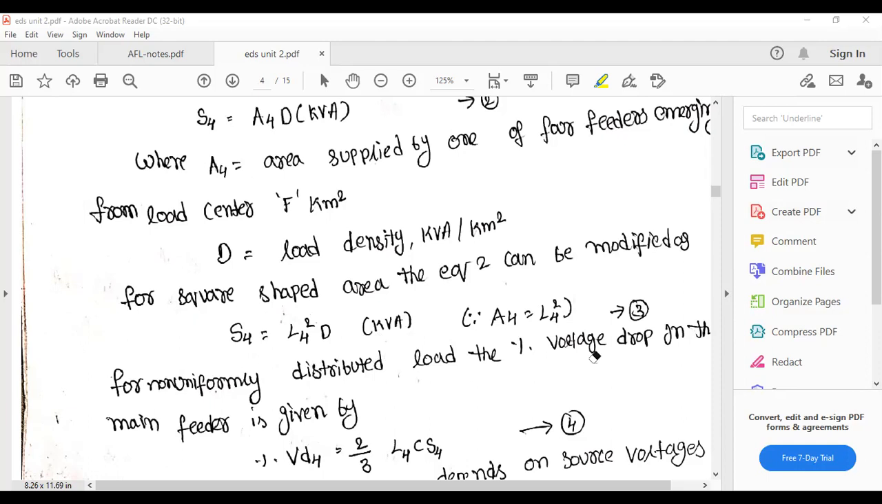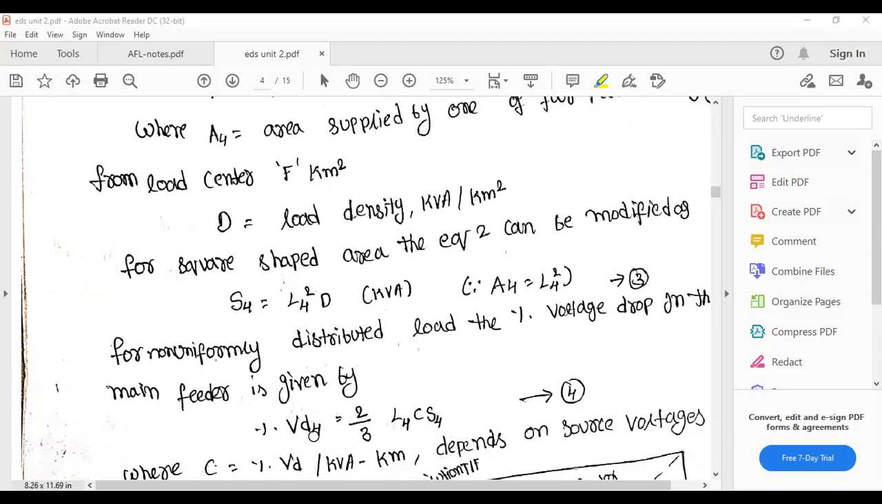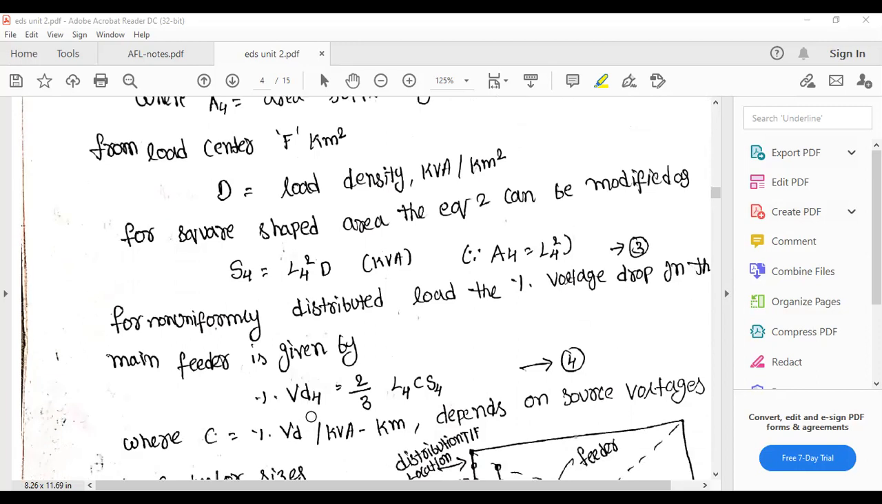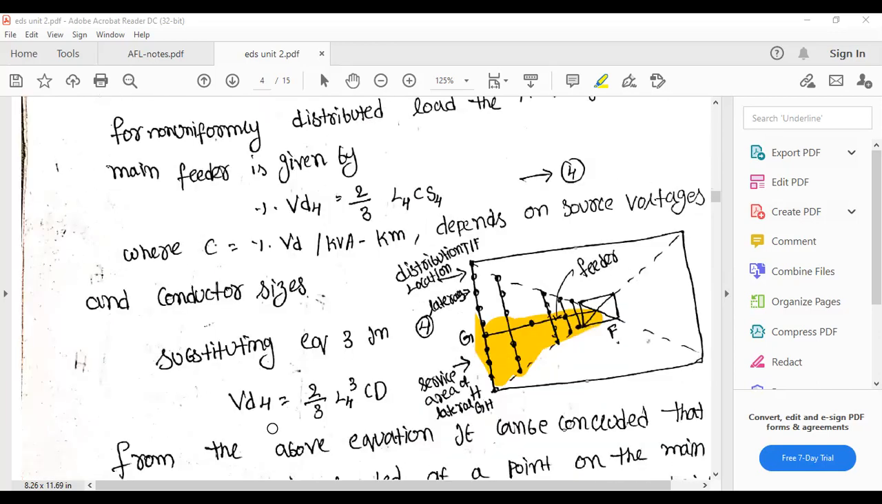For non-uniform distribution of load, the percentage voltage drop in the main feeder is given by percentage of VD4 equal to 2 by 3 L4 C S4, where C is the percentage of VD, which depends on the voltage and the conductor size.